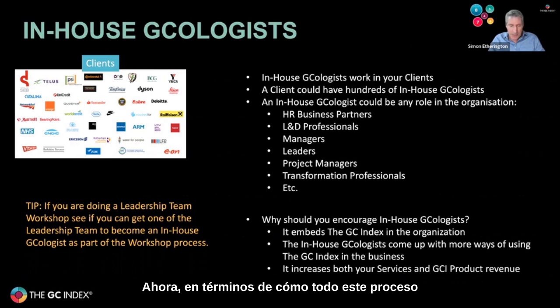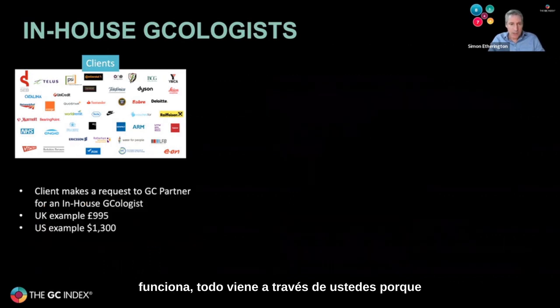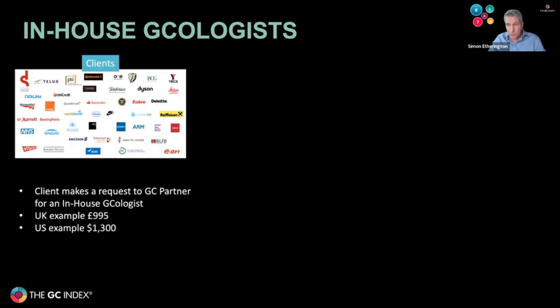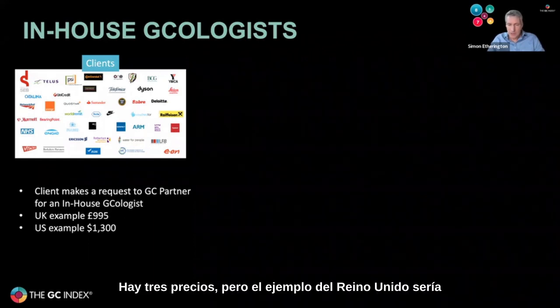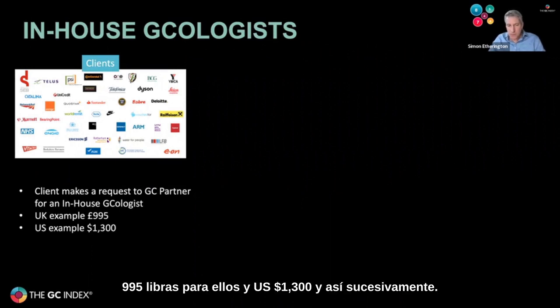Now, in terms of how this whole process works, it all comes through you, right? Because we don't deal with the client. So you go out and have a chat with the client. Are there any people in there that want to be GCologists? They request to you that they want an in-house GCologist. Now, there are 3 prices, but UK example, that would be £995 to them. In the US, it's $1,300 and so on.